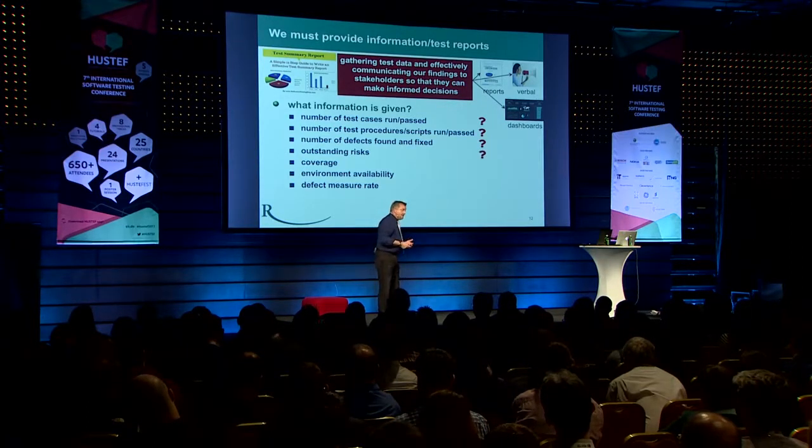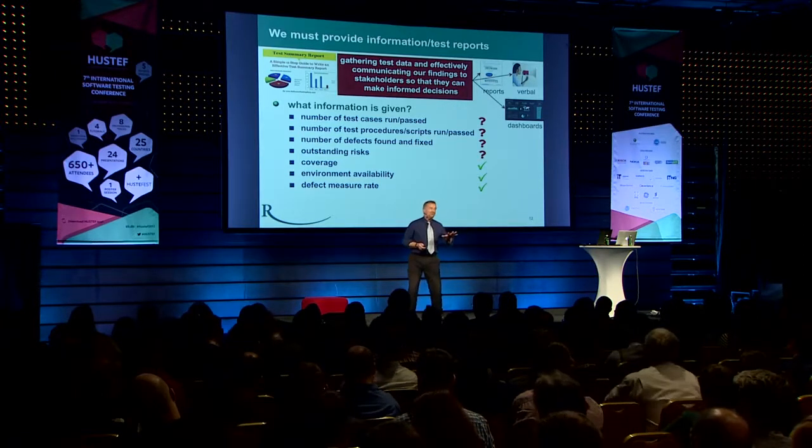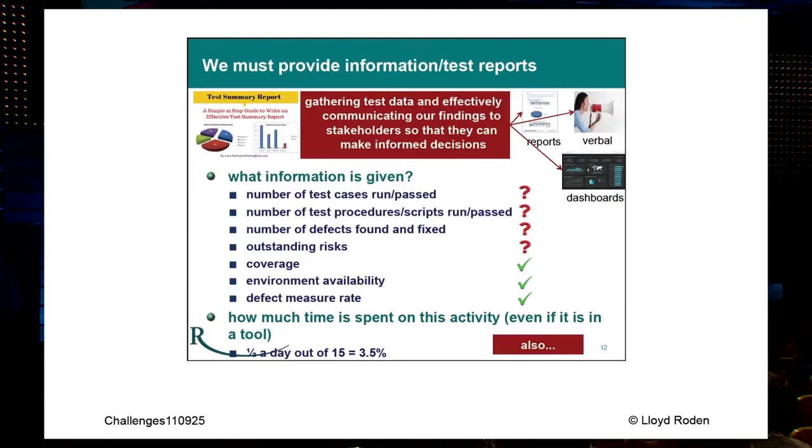But maybe looking at coverage, looking at environment availability, defect measure rates. This is a great measure, and I've got a little chart that you can use if you want to get hold of it. It's the rate of defects found per hour of test execution. Okay, it's not numbers, it's a rate of how many defects you are finding per hour of execution.